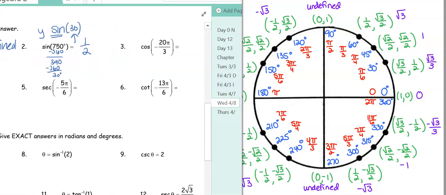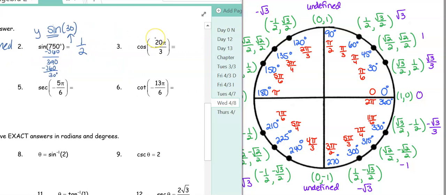Number 3, we've got cosine of a negative 20 pi over 3. Once again, negative 20 pi over 3 is not on the unit circle. The unit circle only goes up to 2 pi. So we need to find a positive coterminal angle. To figure out where 20 pi over 3 is on the unit circle, we have to keep on adding 2 pi until we get to a negative 2 pi over 3, and we know where a negative 2 pi over 3 is.